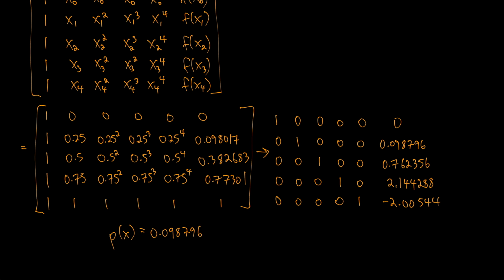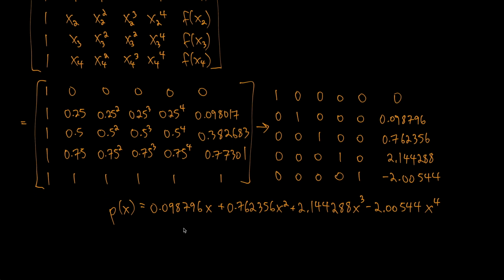So plugging that into my polynomial equation, I get that an approximating polynomial is 0.098796 x. Notice there's 0 for my constant value, plus 0.762356x squared, plus 2.144288x cubed, minus 2.00544x to the fourth.